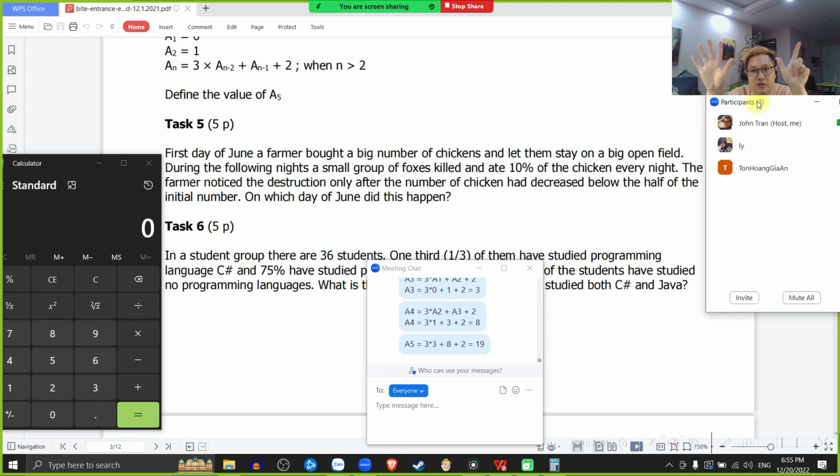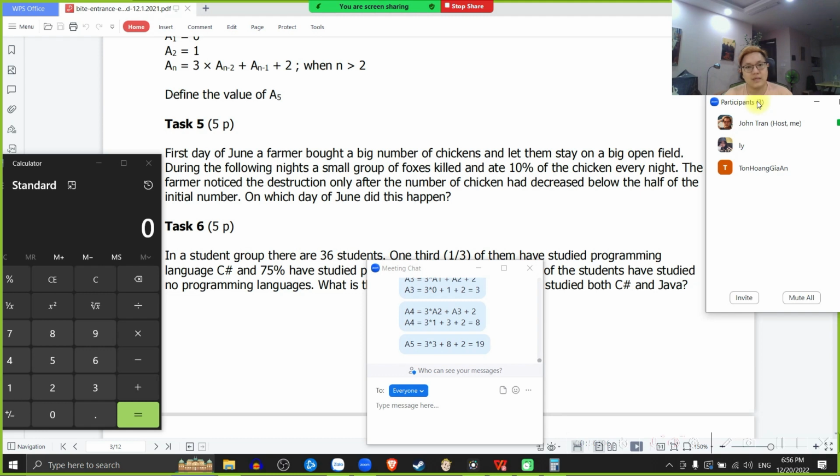But on the seventh night, that is when you have 40% left. That's when the farmer noticed. So the answer is on the seventh night. On the seventh night, it dropped below 50%. But during the daytime, it means on the eighth day, the farmer noticed this. Phải là ngày thứ 8 người nông dân nhận ra điều này mới đúng. Tại vì sao? Nó đơn giản lắm.